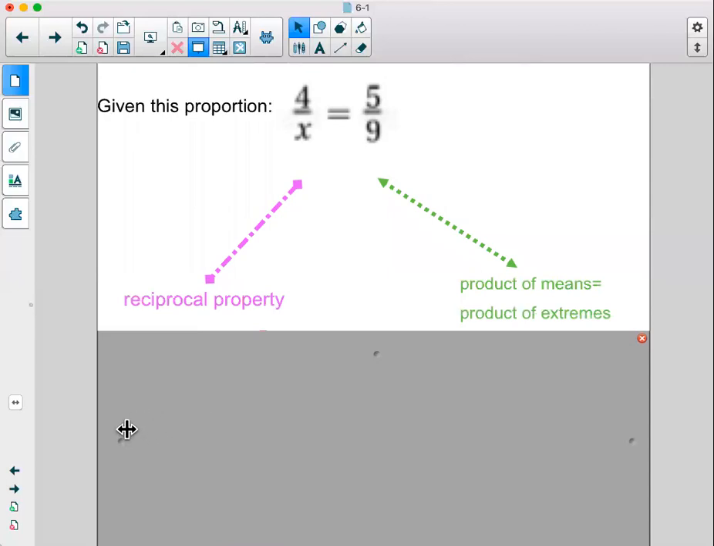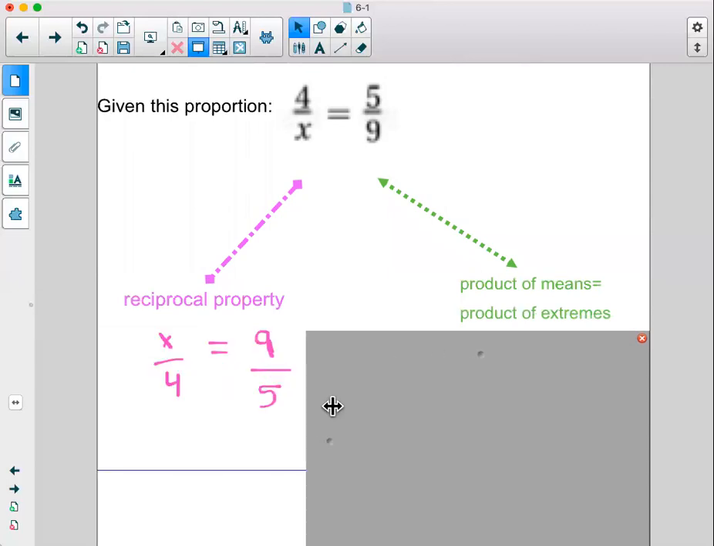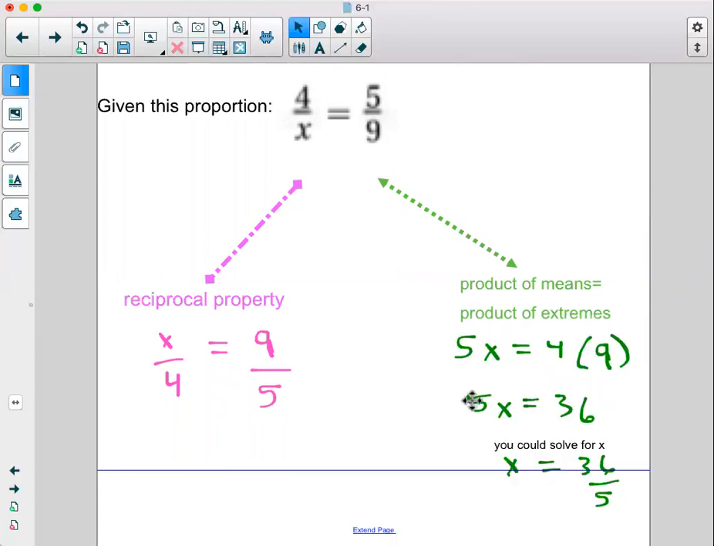To apply the reciprocal property, flip everybody upside down. To apply the product of the means equals the product of the extremes, you get 5x equals 36, and then you could use it to solve for x.